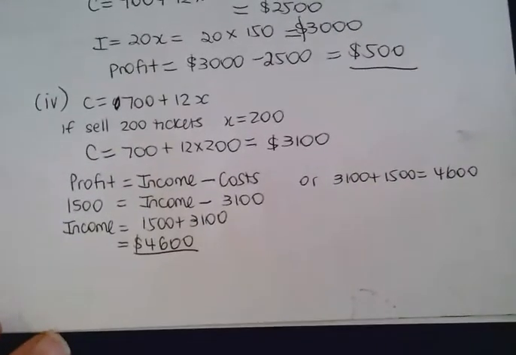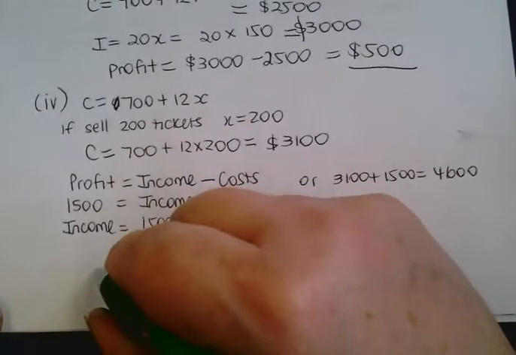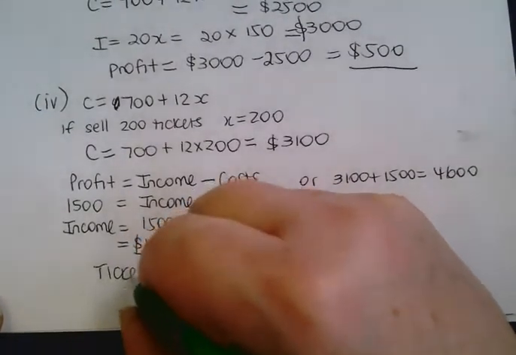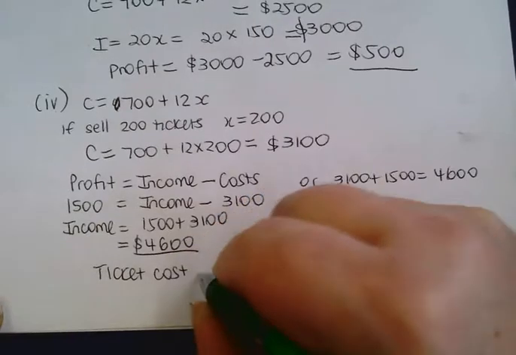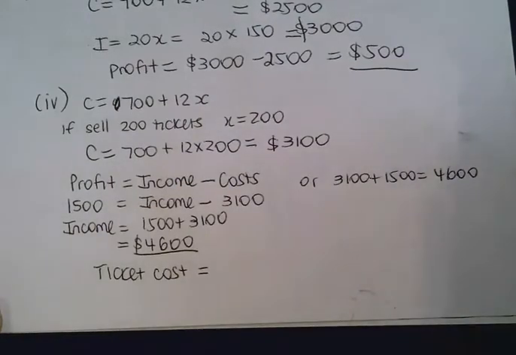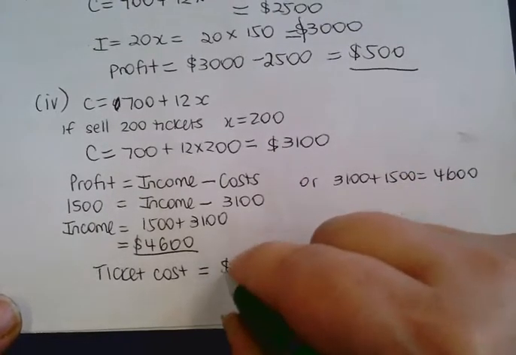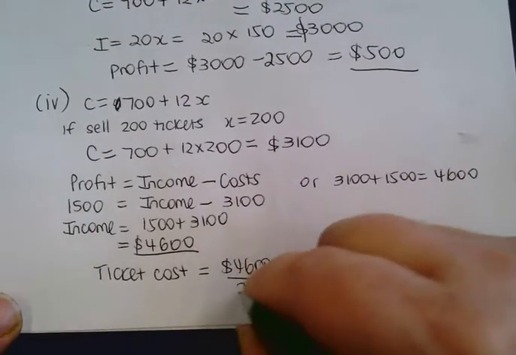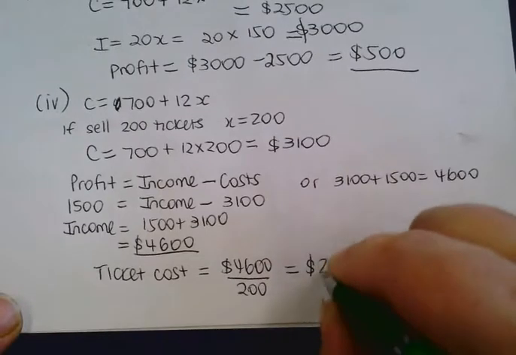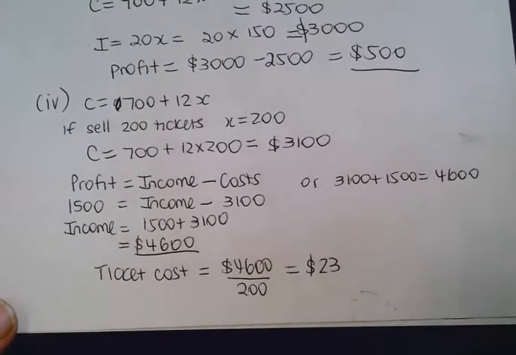How many people are going to the party? Ticket cost. 200 people at the party. So what do you do now? You divide 4,600 by 200 people, and it's going to be $23 a person.